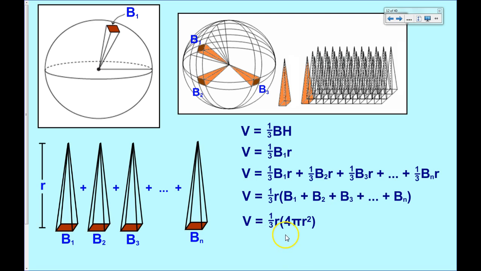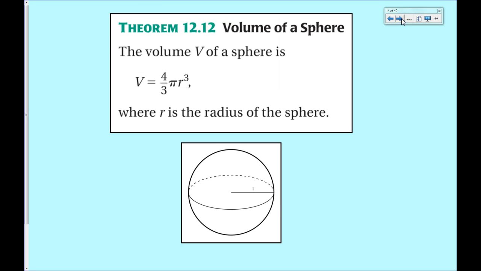And from there, it's just a little bit of multiplying together 1/3 times 4 and radius times radius squared to get 4/3 pi r cubed. And that is your next theorem and your final theorem for the day. The volume of a sphere is 4/3 pi r cubed.